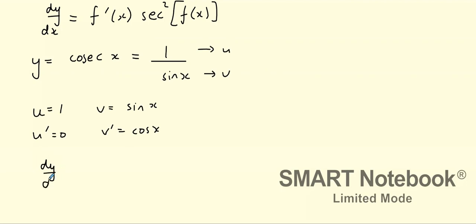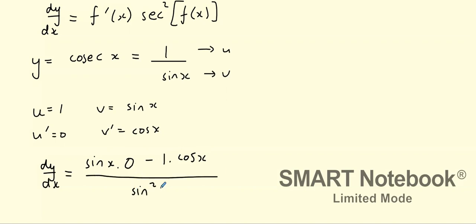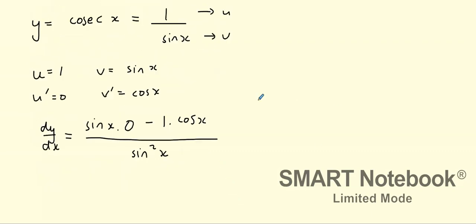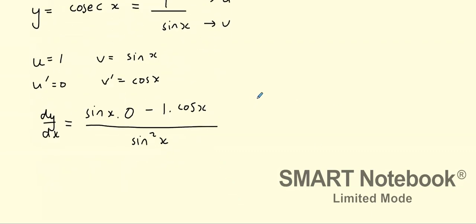dy over dx equals vu dash, sine x times by 0, minus u, which is 1 times by cos x, all over v squared, which is sine squared x. Are we happy with that? Does that make sense up to there? So just check your working out up to that.